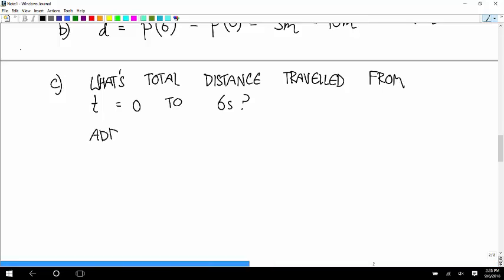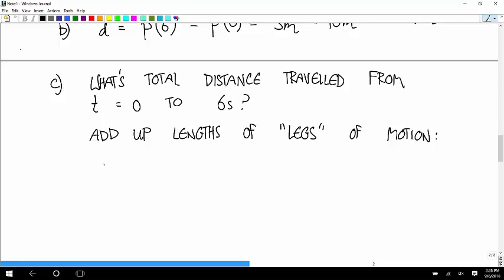So just add up the lengths of, I'm going to call them the legs, like the legs of the journey. So we add, so distance is equal to 10 plus 8 plus 5 is 23 meters.